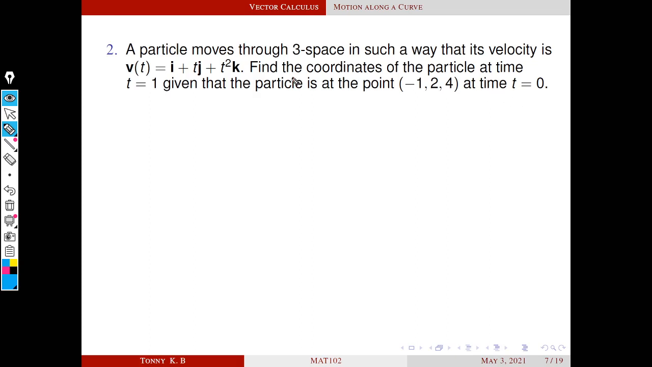Okay. Also given is the velocity vector corresponding to every time. We have to find the position of the particle.